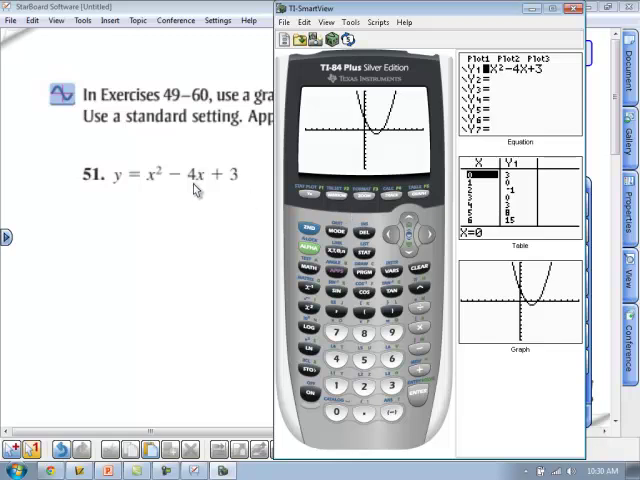Okay, it's a parabola. This one's been shifted over and the vertex is moved as well. But I usually do a standard window, so zoom standard, which I believe is zoom 6. But yeah, it's just a parabola that opens up, and your calculator can give you an idea what it looks like right away.